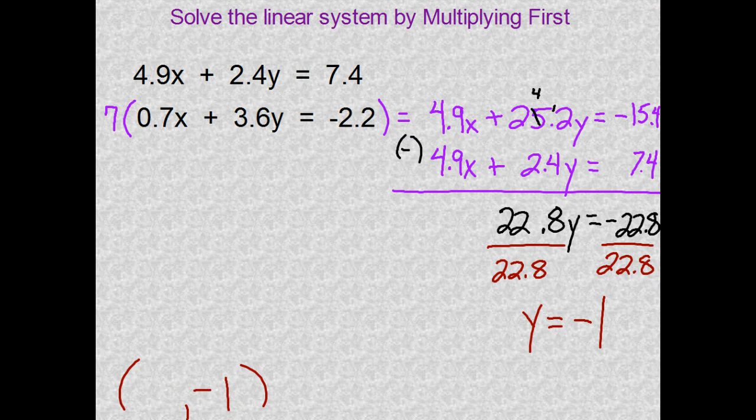So let's choose the equation that we didn't alter, and that will be the top one. So 4 9/10 x and 2 4/10 multiplied by negative 1 is equal to, all right.